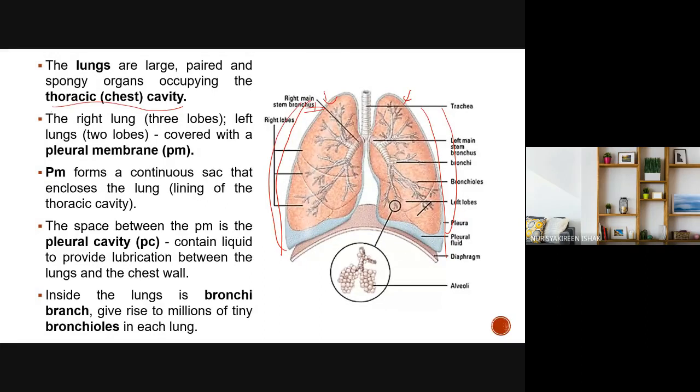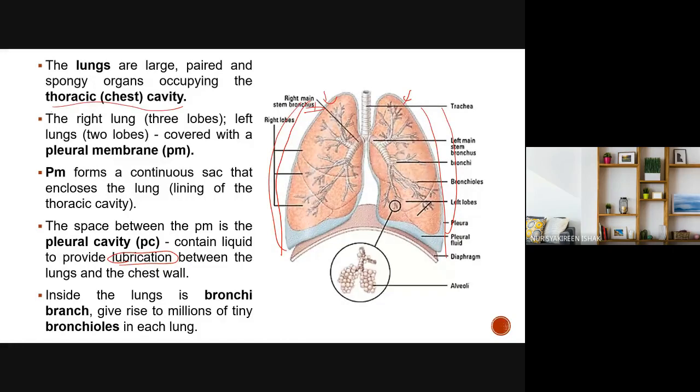So the right lung has 3 lobes, the left lung has 2 lobes, covered with pleural membrane. So your lungs are covered by pleural membrane. Inside the pleural membrane you have the pleural cavity, which contains pleural fluid. The pleural membrane forms a continuous sac that encloses the lung, lining the thoracic cavity. The space between the pleural membranes is the pleural cavity that contains liquid to provide lubrication between the lungs and the chest wall.